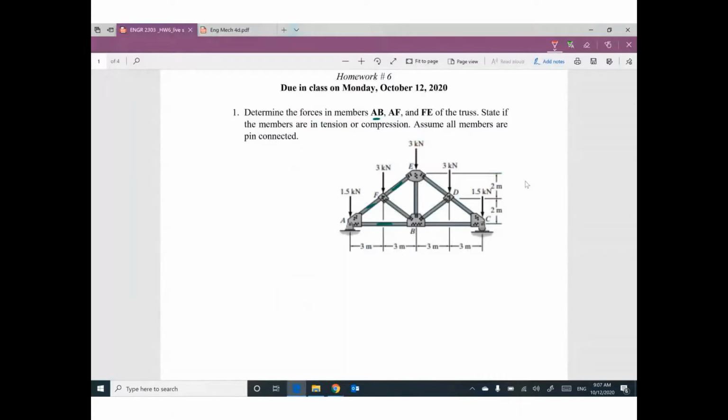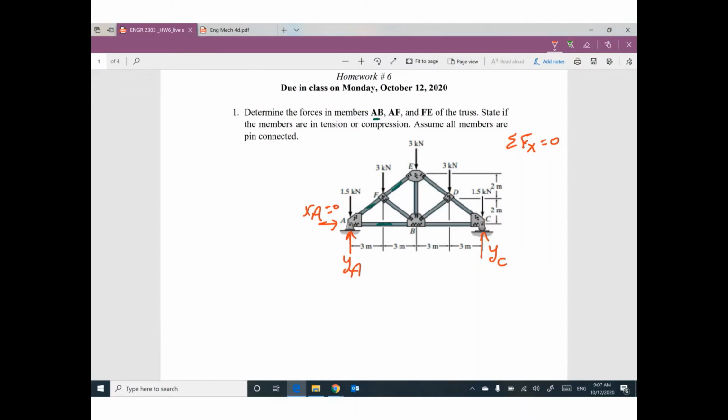first step we have to figure out the reactions. In your problem during the exam, I will tell you whether A is a roller or a hinge support. A is a hinge, so we have YA and XA. C is a roller, so we have only YC. We have three equilibrium equations. Summation Fx equals 0, so this reaction will be 0.